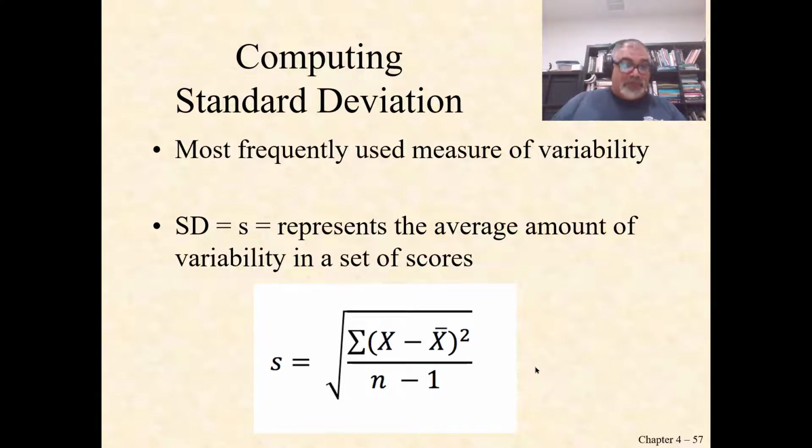This is our formula. S equals square root of the summation of x minus x bar squared over n minus 1. So if you look at that formula, which we're going to go through, we're subtracting every score from the average, and then we're squaring it. Then we're dividing by n minus 1. Normally when you do an average, you're dividing by n, right? That's the formula for average. But for standard deviation, we're going to use n minus 1.